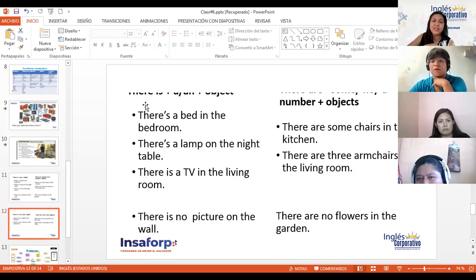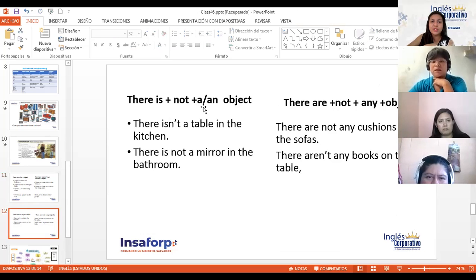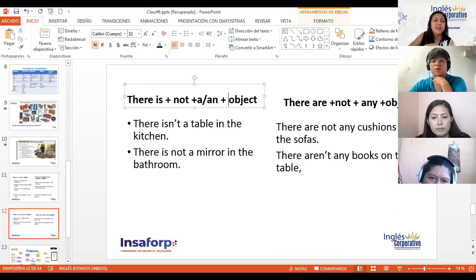We use there is plus not plus a or an plus the object. ¿Qué se me olvidó poner? There isn't. Isn't is the contracted form of there is not. So there is not or there isn't a table in the kitchen. No hay una mesa en la cocina. There is not a mirror in the bathroom. No hay un espejo en el baño. There is not a mirror in the bathroom.